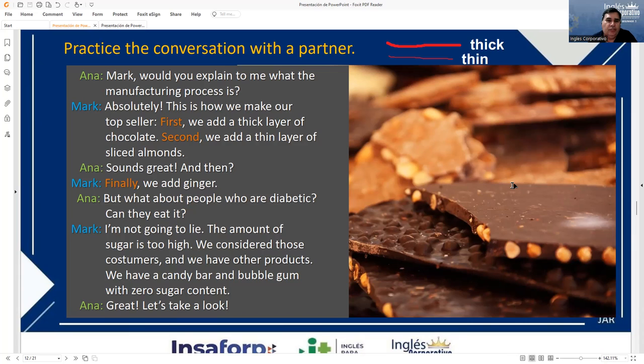Okay. So this would be the conversation. And we have the sequence, first, second, finally.